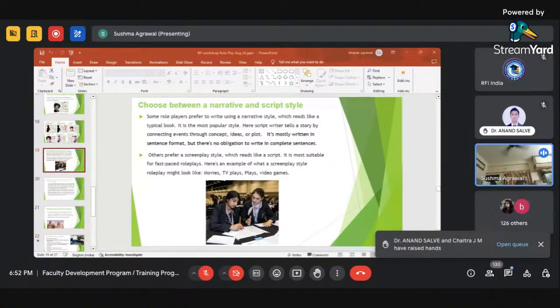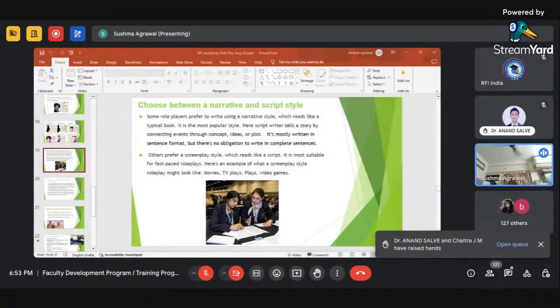All the write-ups should be interlinked and interconnected. So the script writer must focus that there should be continuity while developing such a narrative style of script. Another is the screenplay style, which reads like a script. It is more suitable for fast-paced role plays, particularly once you are speaking and performing on the stage. In such cases, the screenplay is more suitable.